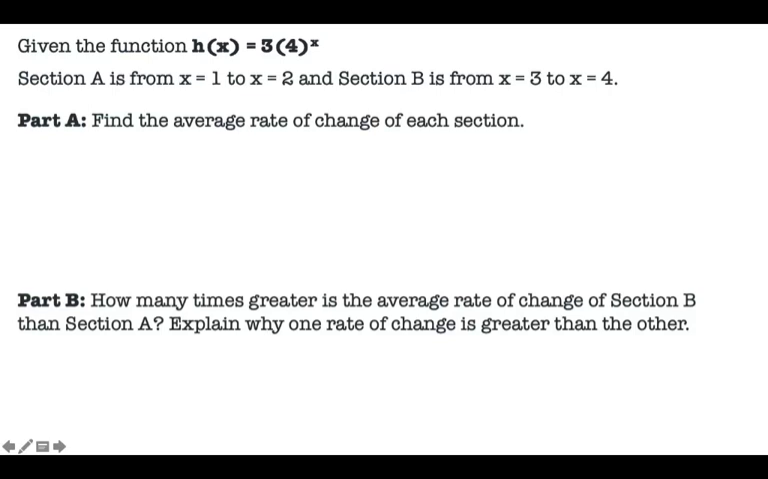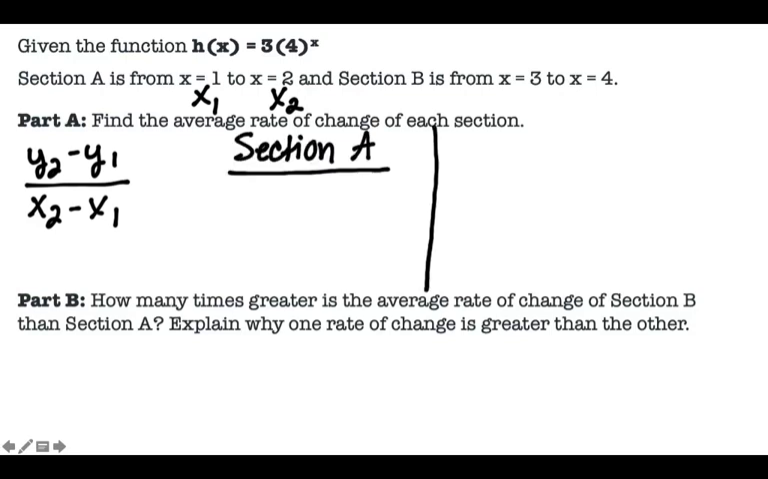The first thing we have to do is use the slope formula, y2 minus y1 over x2 minus x1. Your y2 and your y1 are your answers after you plug x2 and x1 into your original function. To find which is x2 and which is x1, it's whatever x values they tell you first. So x equals 1 is your x1, and x equals 2 is your x2 for section A. We're going to plug those in and find what our y1 and y2 answers are.